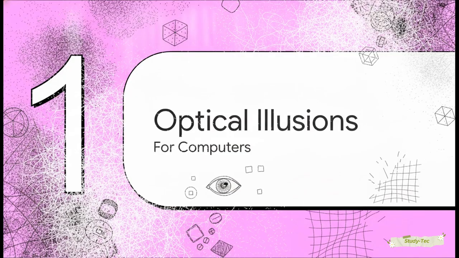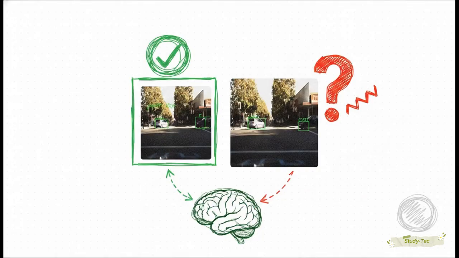Section 1. Optical Illusions for Computers. Let's see exactly how this optical illusion works in action. Check out these two images. In the first one, the AI nails it. It correctly spots the car, draws a nice green box around it, perfectly normal.